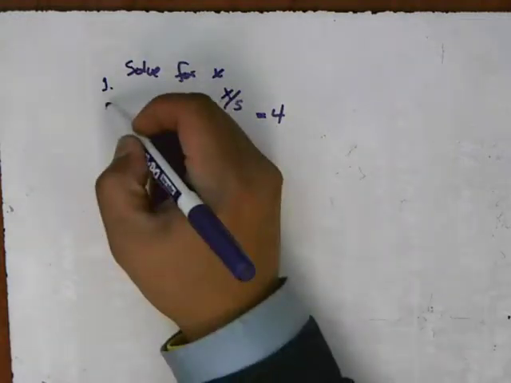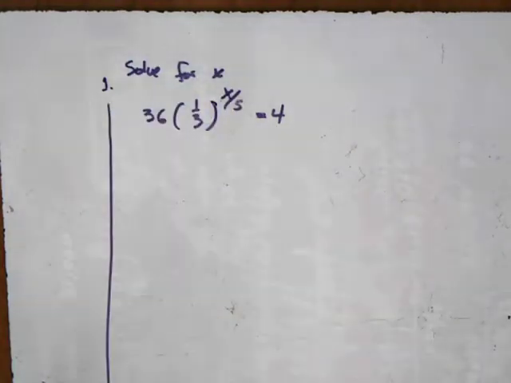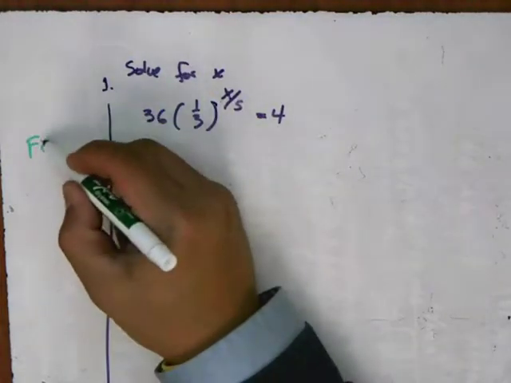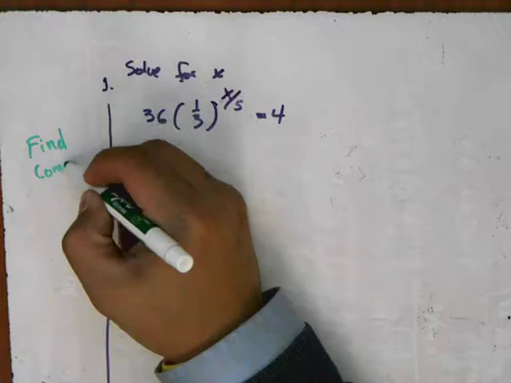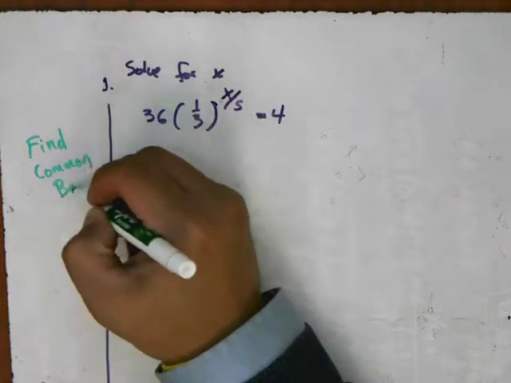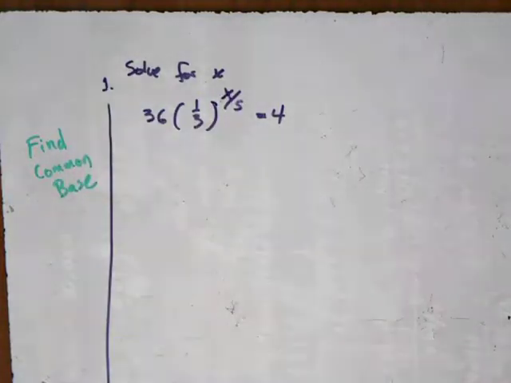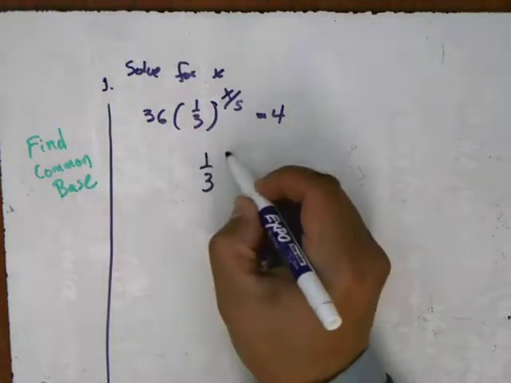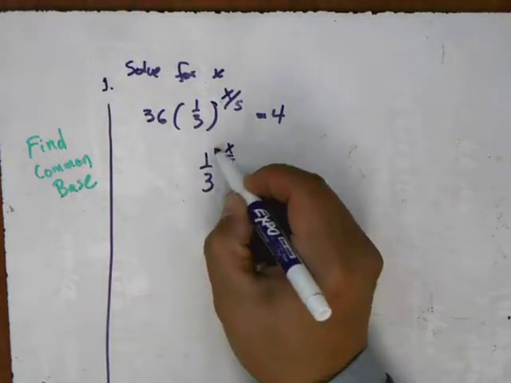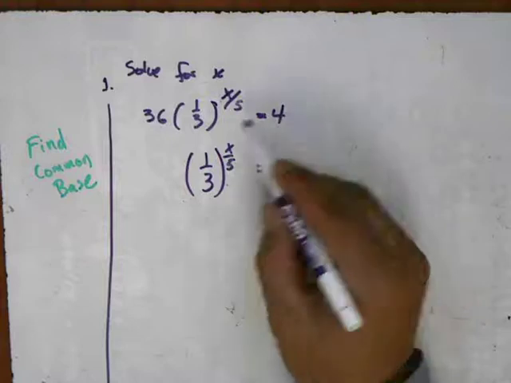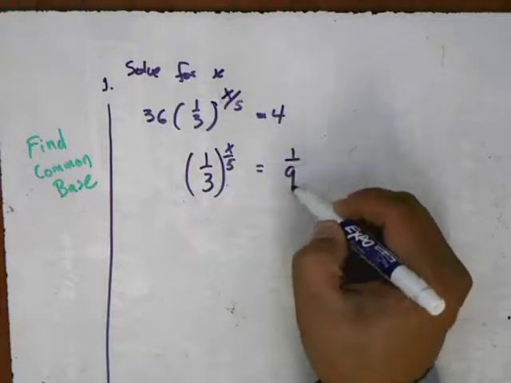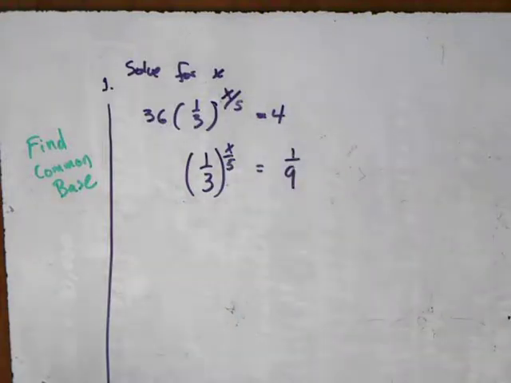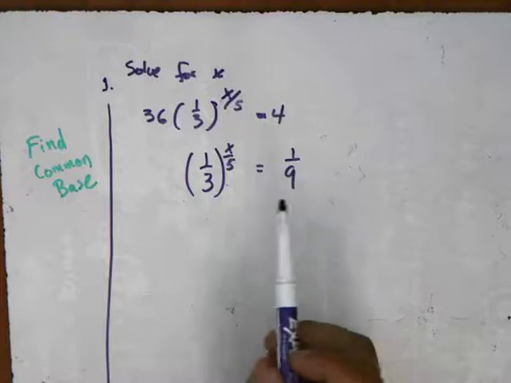So for this one, asking us to solve for x, the strategy that we want to take away from here is to find a common base. First thing I'm going to do is divide both sides by 36. So I get 1/3 to the x over 5. 4 over 36 is 1/9. And so I have two different bases right now, 1/3 and 1/9.